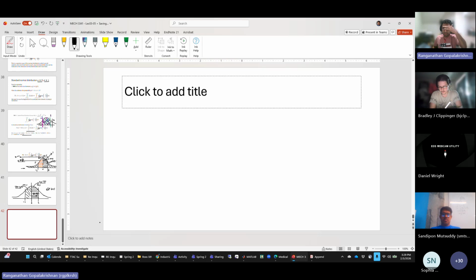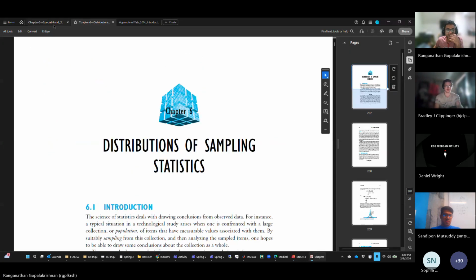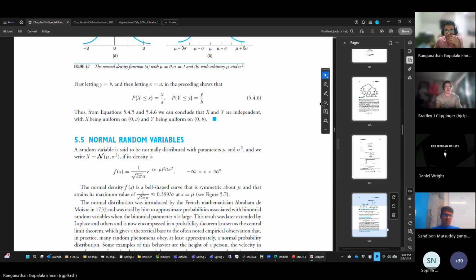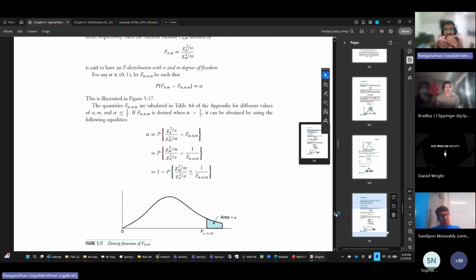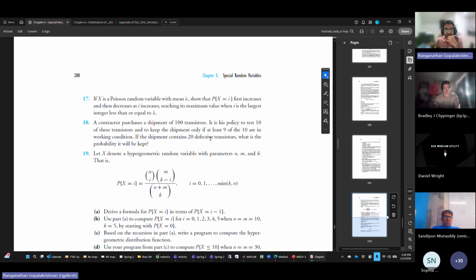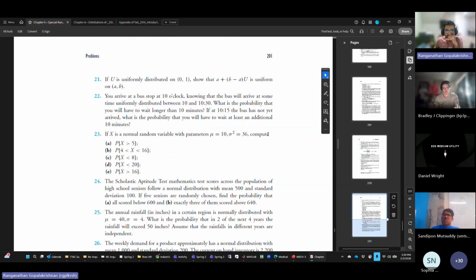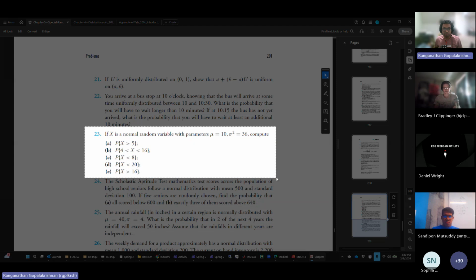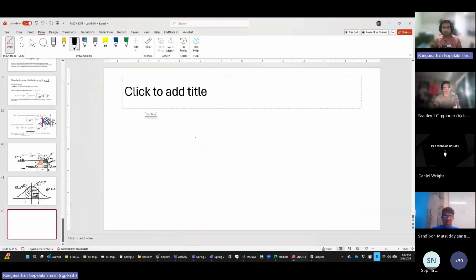Okay, let's attempt a problem. Once you get the hang of this, it really becomes straightforward. Let's try problem 23 from the textbook. It's just a quick set of problems for us to get used to using this standard normal distribution.